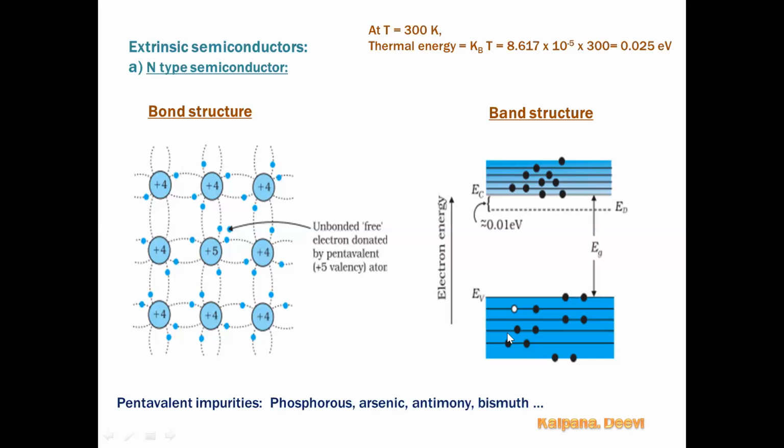So that we see in this band structure. Here, all these free valence electrons of the impure atom lie in one extra energy level that we call the donor energy level, which lies just below the conduction band. The gap in between EC and ED is about 0.01 electron volts.